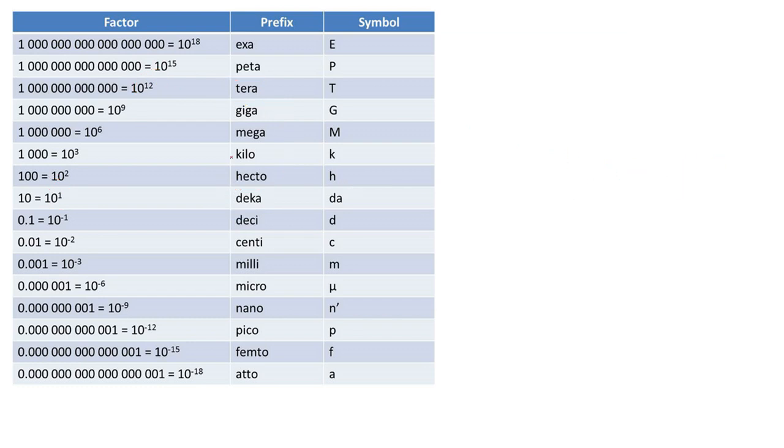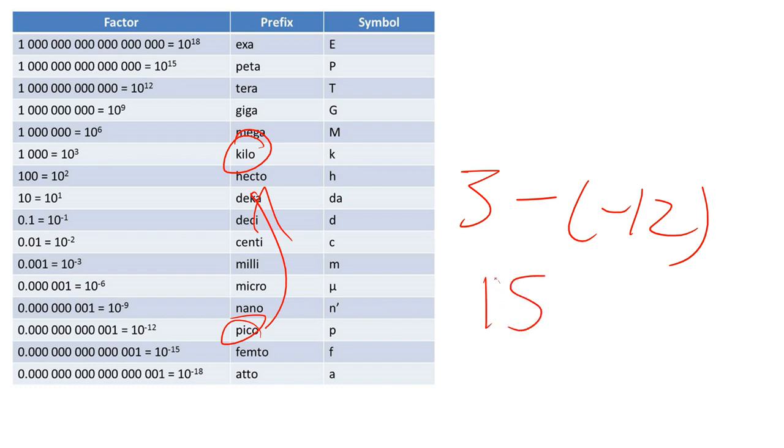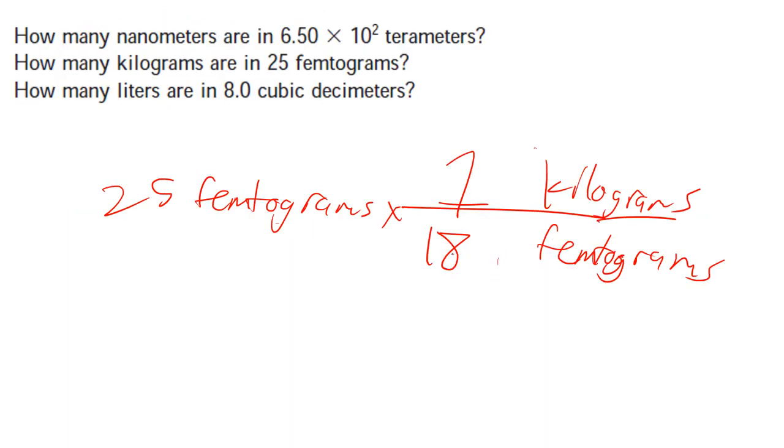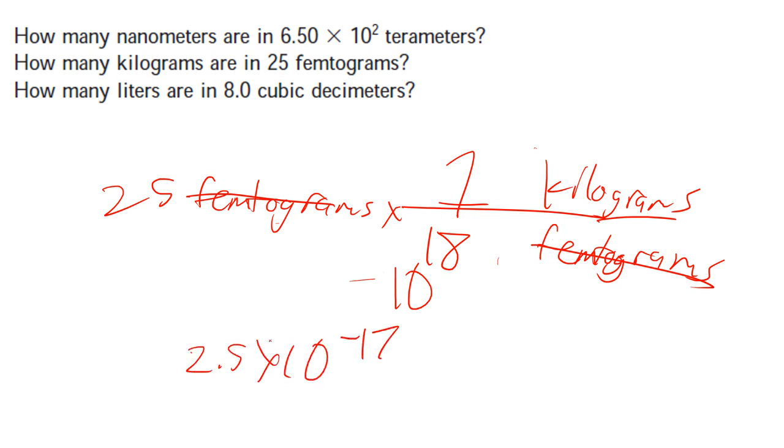Let's say you wanted kilo and pico. So you wanted to see how many picos there were in a kilo. And keep in mind, we usually want to figure out how many smaller units are in a larger unit. Because if we did the other way around, we would have decimal places. So kilo is 3 minus pico, which is negative 12. And you get 15, right? So just do that. So 10 to the 18 femtograms. Femtograms would cancel. You get a number. You get 2.5 times 10 to the negative 17, okay?